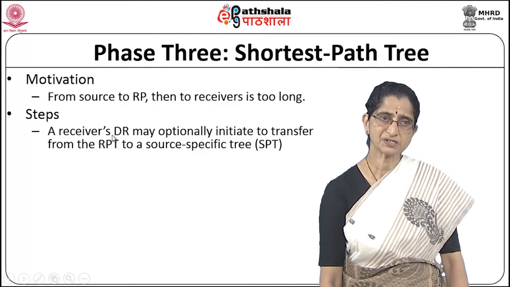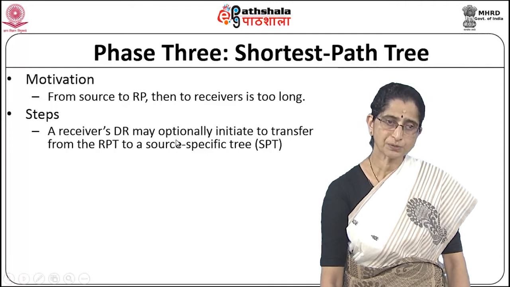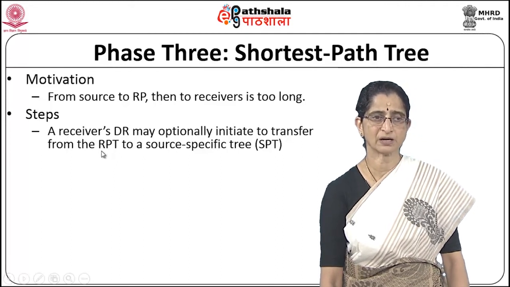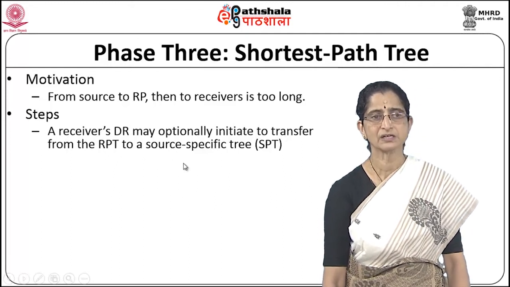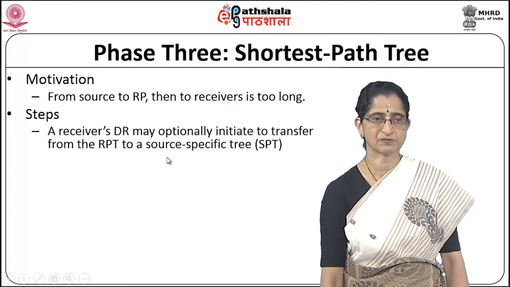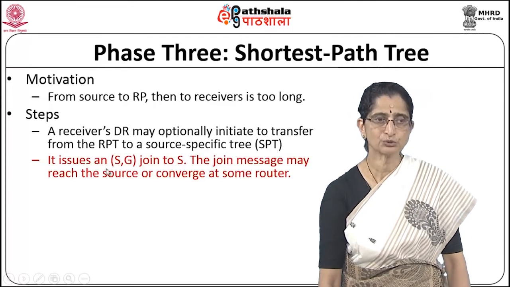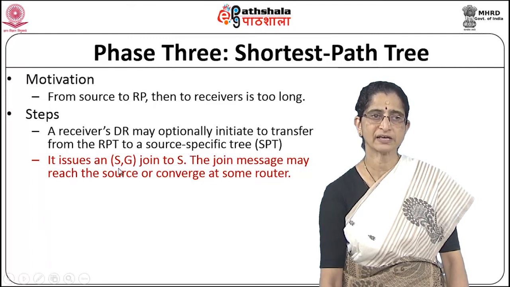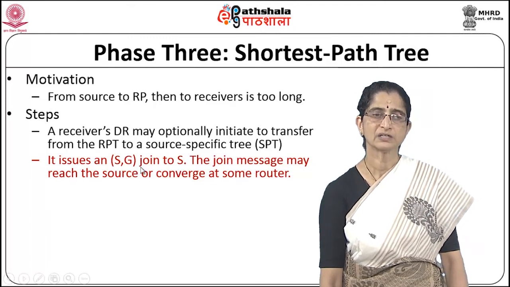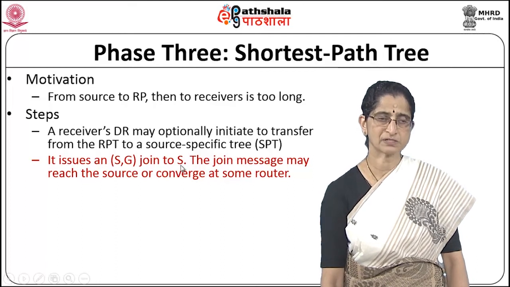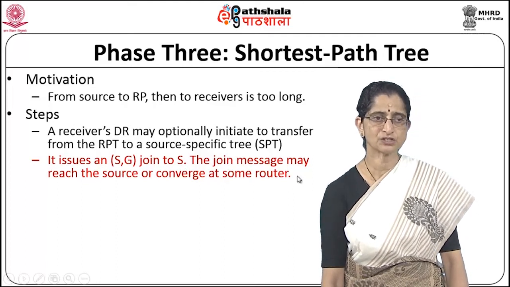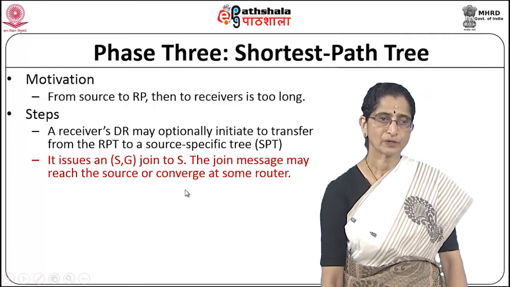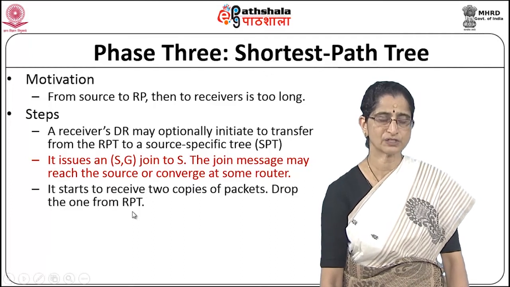A receiver's designated router may optionally initiate a transfer from the RPT to a source specific tree. That is, it wants to now construct a source specific tree. So what will it do? It will issue an S comma G join to S, a source specific join saying I am interested in this source sending to this group. That join message will be sent toward S, and it may reach the source or converge at some router. One of these two things can happen.